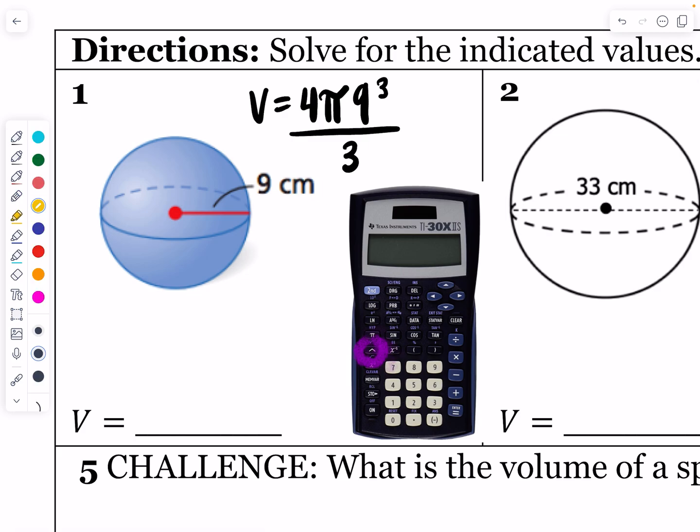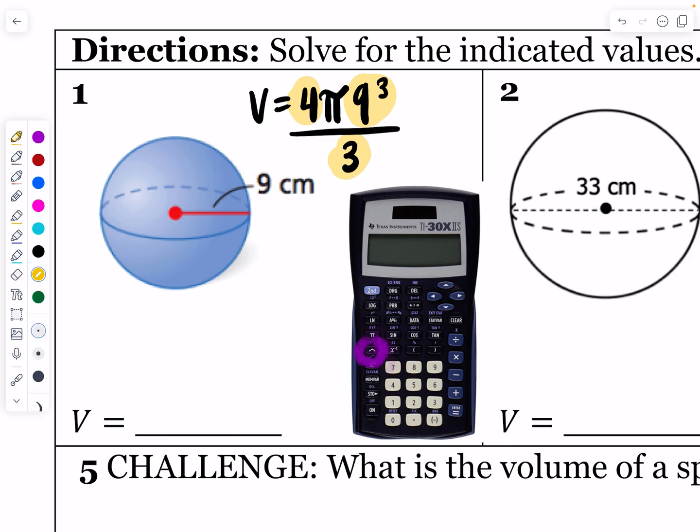So when we go to type this in, we're going to leave these in terms of pi, it says. So we're going to type in 4 times 9 cubed, and you're going to click enter. It looks like this on the screen: 4, then times, which is a star, 9, and then you raise that to the third power by using that little arrow up button. Then you click enter, and it's going to give you 2916. Then we're going to divide that by 3. So 2916 divided by 3 is going to give me 972.